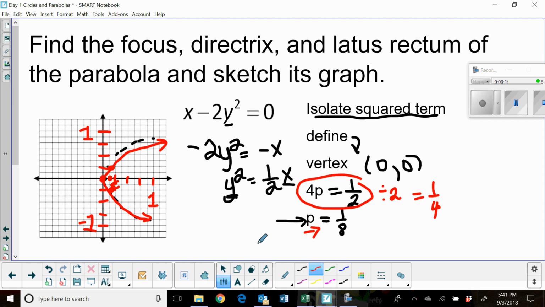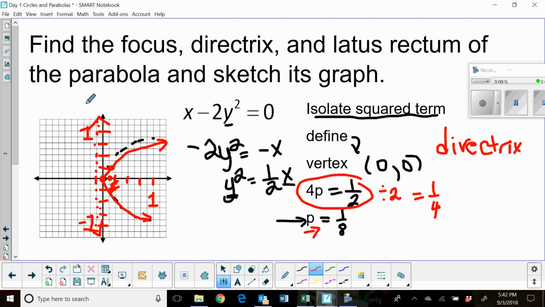Now, this whole concept of the directrix. Let's talk about the directrix. The directrix is a line that helps define the points on the curve. So the directrix is also p, the distance of p away from the vertex, just like the focus is. So I'm going to go back 1/8, and right back here is what we call the directrix. I'm going to dash it because it's actually not part of the curve itself. It is a reference line that defines the curve.